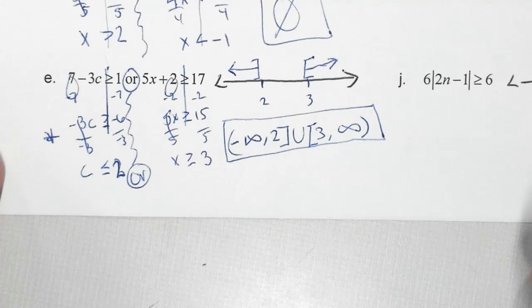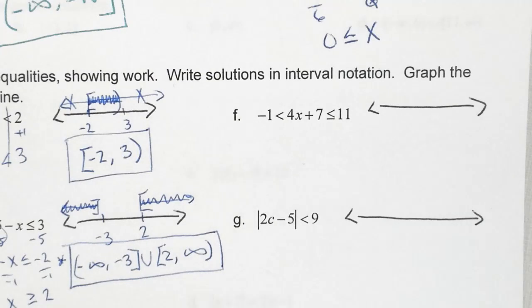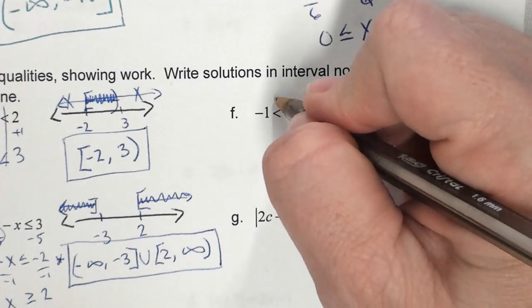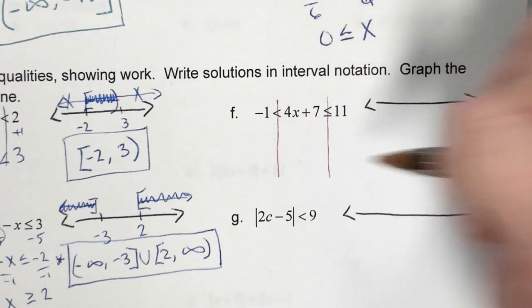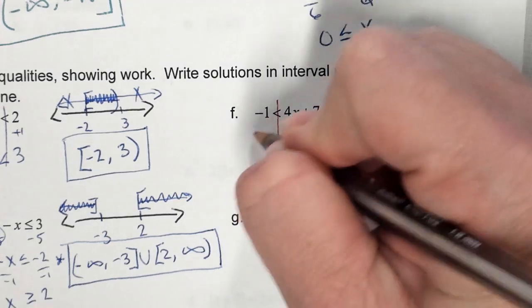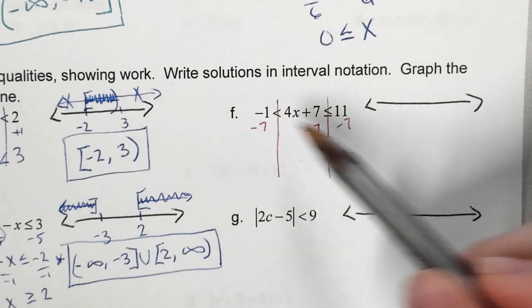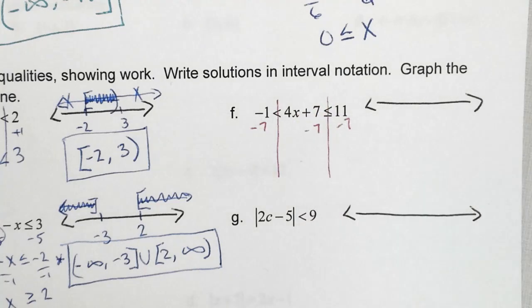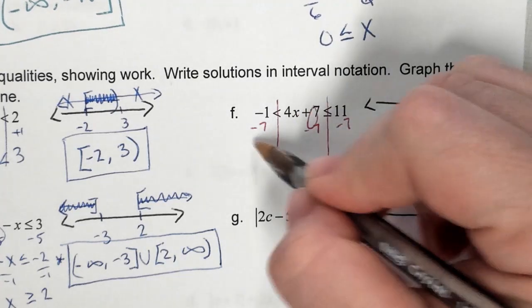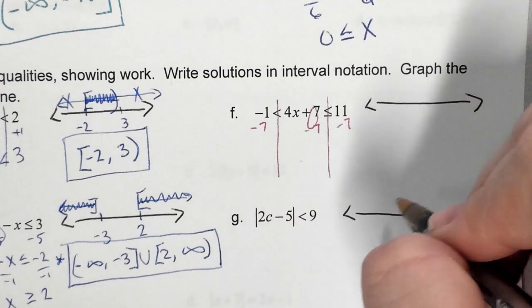Okay, so let's look at F. Okay, on F, this is an AND problem because it's all together. So we're going to do minus 7 on all 3 pieces. Remember, your goal here is not to cancel one of the sides, it's to get the middle letter by itself. So you should have 3 pieces at the beginning and 3 pieces at the end.